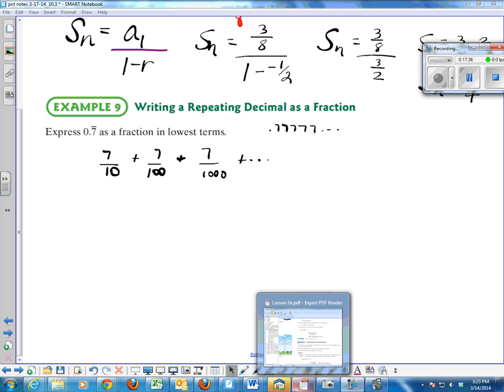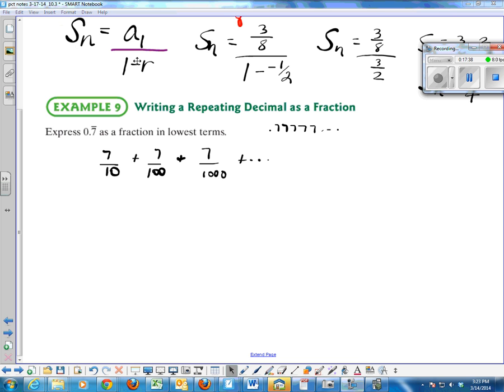So in order to use the same formula that we have up here, we need to know the first term, and we have that, and we need to know the R. So the R is what's being multiplied every time here, and I think hopefully that you can see that that R is 1/10.